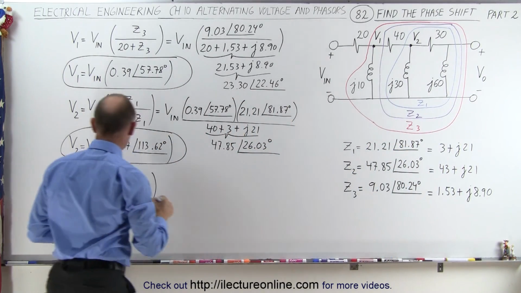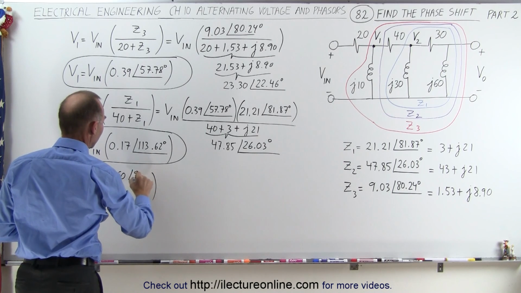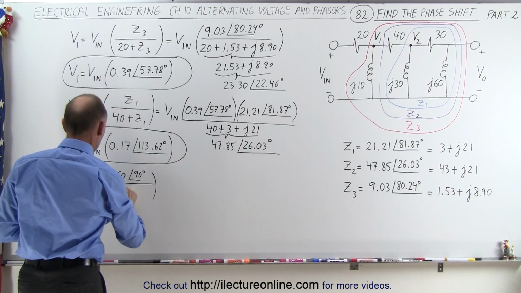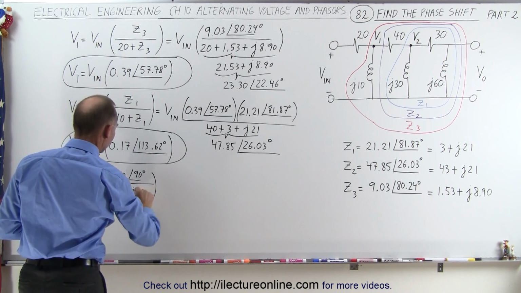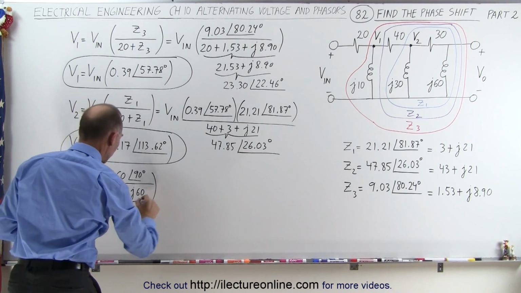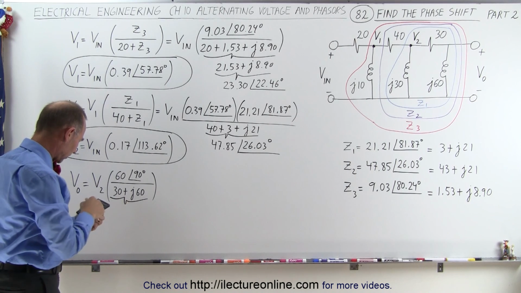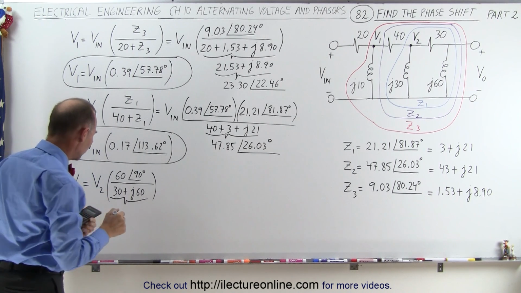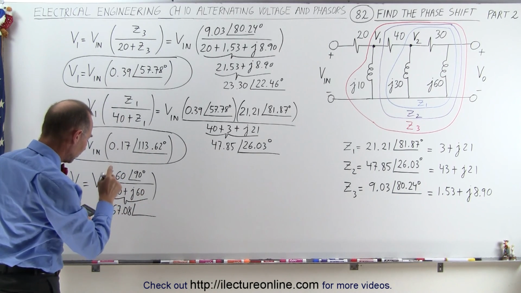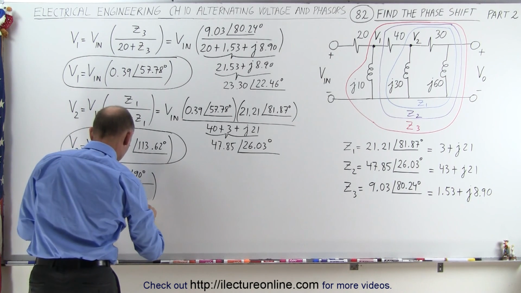In the numerator, j60 would be 60 with a phase angle of 90 degrees, divided by the sum, which would be 30 plus j60. This can be changed to 900 plus 3600, the square root of that is 67.08, with a phase angle of 60 divided by 30, which is 2. Take the arctangent of that, that's 63.43 degrees.